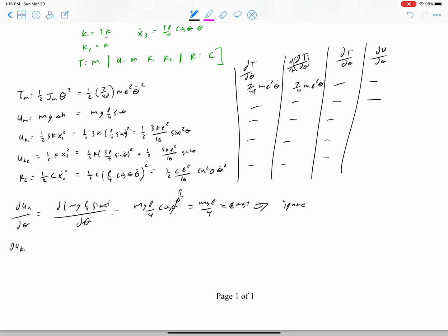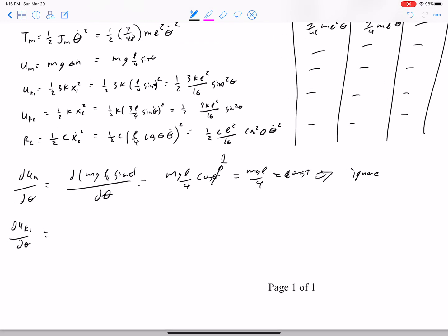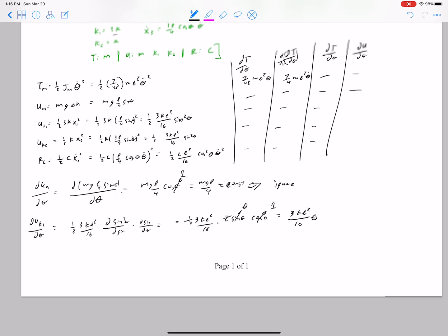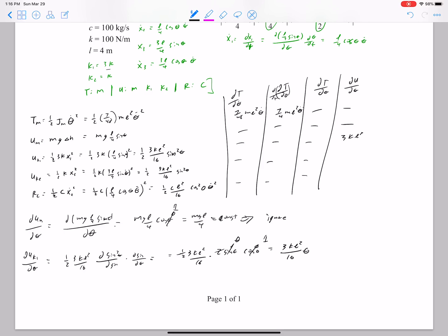Now dU_k1/d theta is equal to 1/2 times 3kL squared over 16 times d sine squared theta d sine times d sine d theta, and that becomes 1/2 times 3kL squared over 16 times 2 sine theta times cosine theta. Now apply the small angle theorem. That becomes 1, that becomes theta. Those cancel out, so we end up with 3kL squared over 16 theta. And here's a good time to stop.